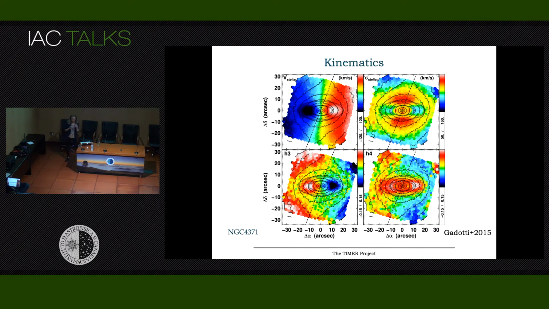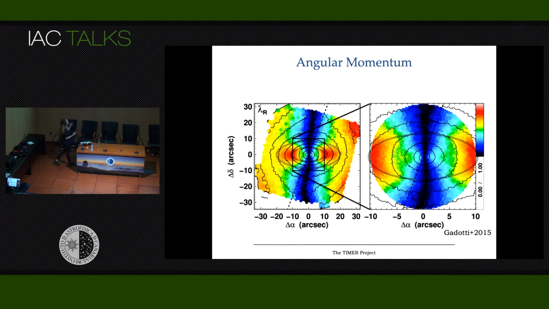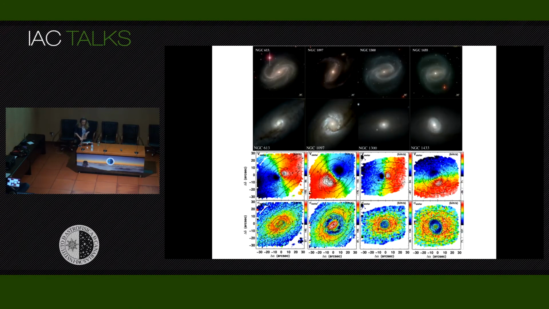You don't only have the inner disks. The inner disks stand out when we do maps of the angular momentum. And well, this is a zoom here, but you can see that the inner disks rotate faster than the main disk of the galaxy. They are a separate component. We see these structures in almost all galaxies of the sample.